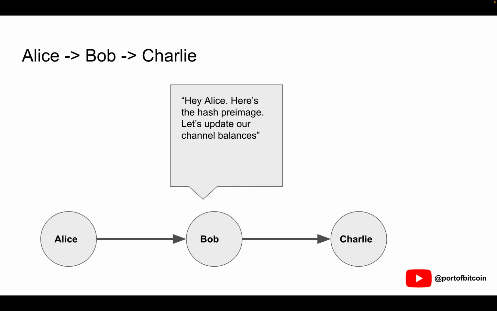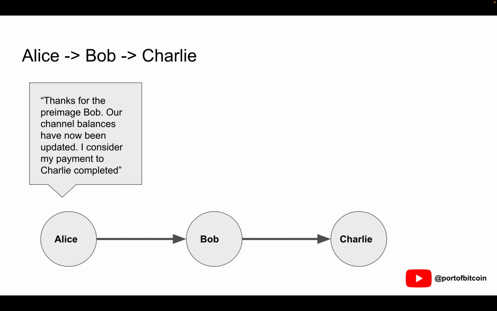And all that's left is for Bob to communicate to Alice, give her the pre-image to that hash, and update the channel balances in Alice and Bob's Lightning channel. Alice responds, thanks for that pre-image, Bob. Our channel balances have now been updated. I consider my payment to Charlie completed.